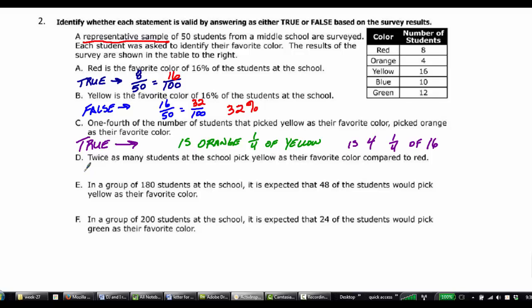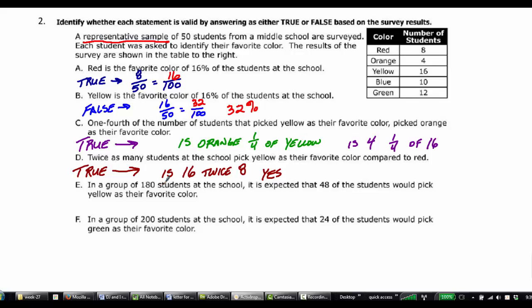Twice as many students at the school pick yellow compared to red. All right, so we're doing the same sort of thing again. Is 16 twice 8? And the answer to that is yes. 16, that's the yellow. 8, that's the red. The answer to that is yes. So this statement is true.